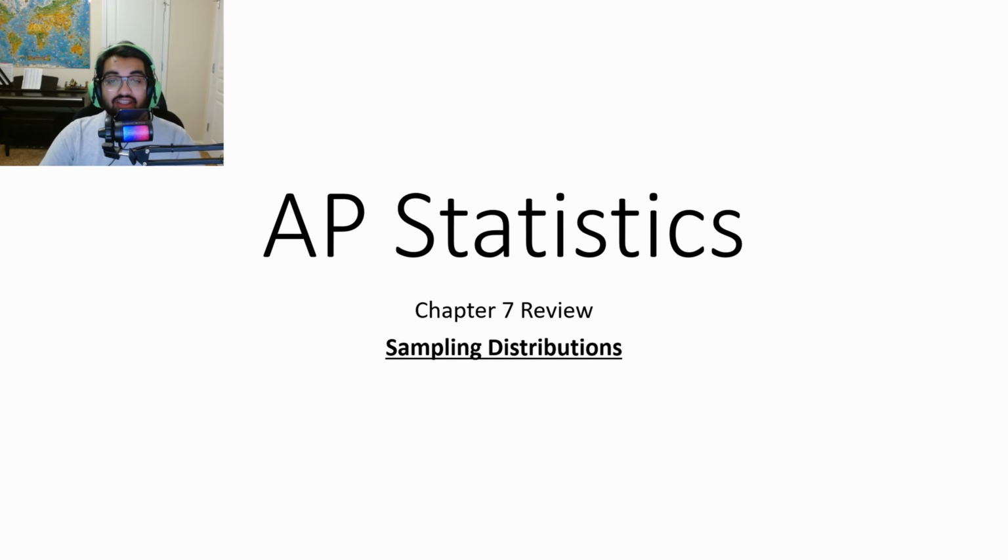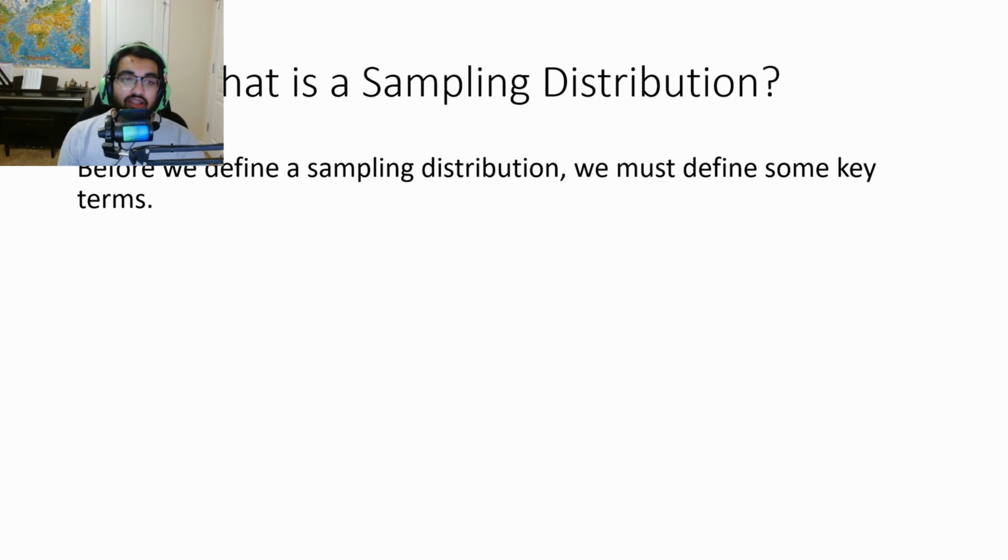Welcome to AP Statistics Chapter 7 Review. That's Unit 5 if you're a chump and you followed the College Board unit schedule instead of the textbook schedule, which is much better. We're going over sampling distributions, so let's get right into it. What is a sampling distribution?